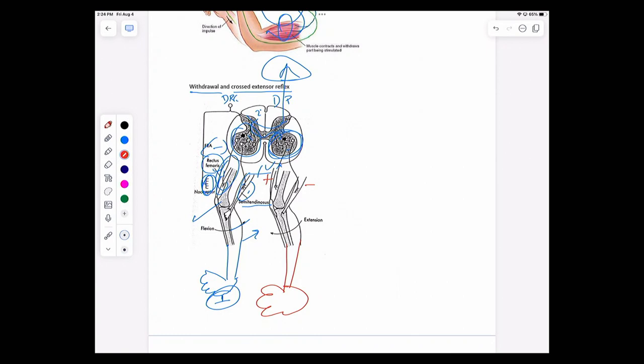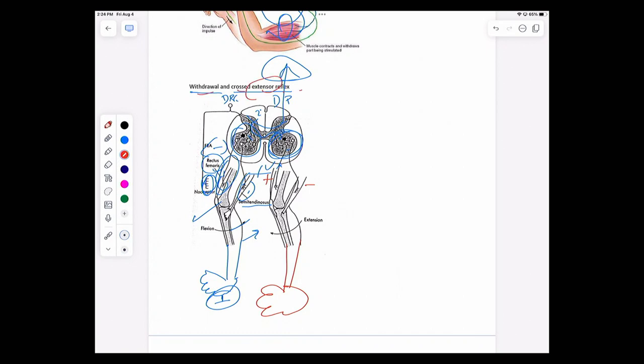So you're pulling back the foot that you stepped on the tack with, and reflexively on the other side of the spinal cord, that other lower extremity is going to tighten up to stabilize you so that you don't do a face plant when you step on a tack. And again, this happens with lightning speed. All of this happens before you're aware that you even stepped on something sharp. So this is called a withdrawal cross extensor reflex.